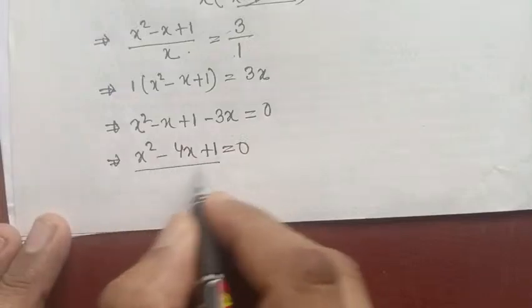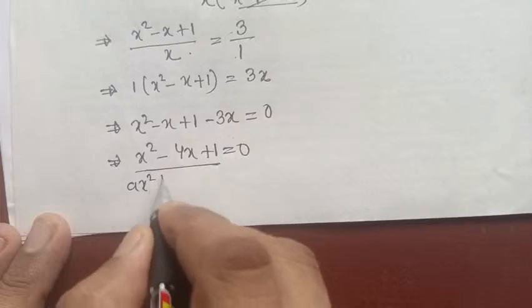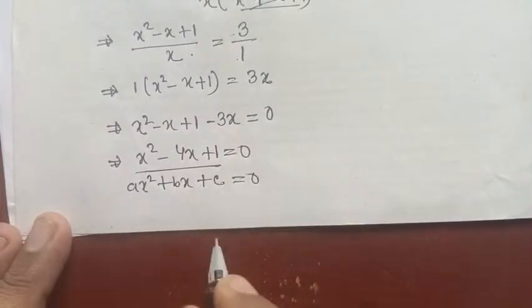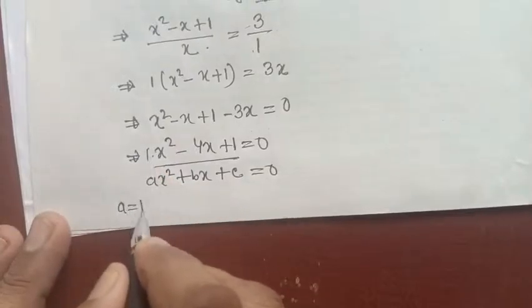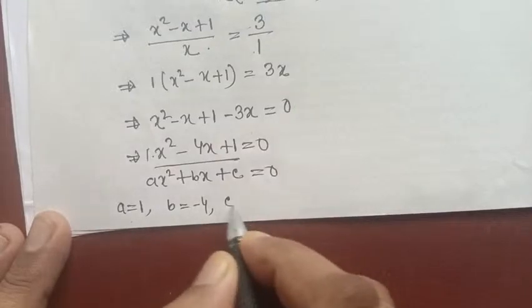So this equation is a quadratic equation, and the standard quadratic equation is like ax square plus bx plus c is equal to 0. So here if we compare, we get a equals 1, b equals minus 4 and c equals 1.